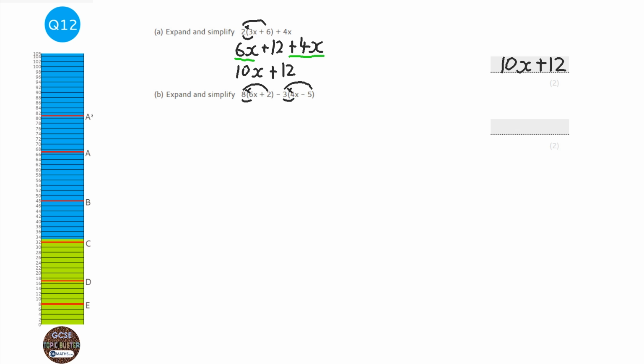So 8 times 6x, so we do 8 times 6, which is 48, and then we've got the x. Then we do 8 times positive 2, which is 16, so plus 16. Now that's nice and easy. However, the next one's slightly different. The number outside the brackets is not a 3, it's a minus 3.